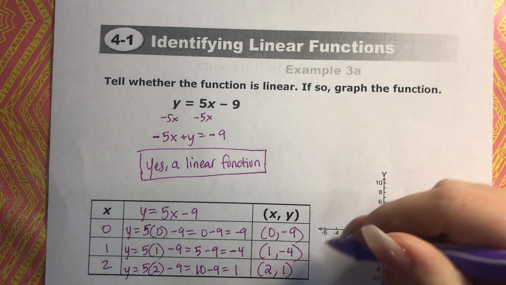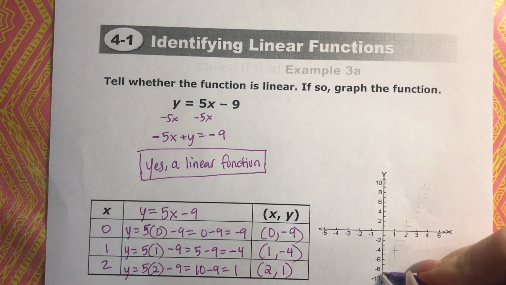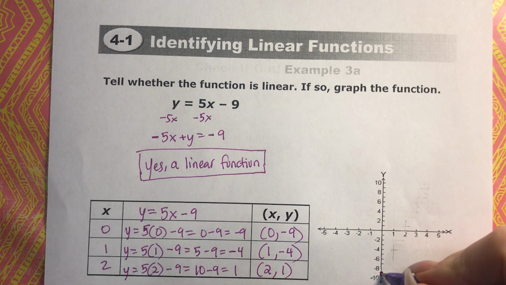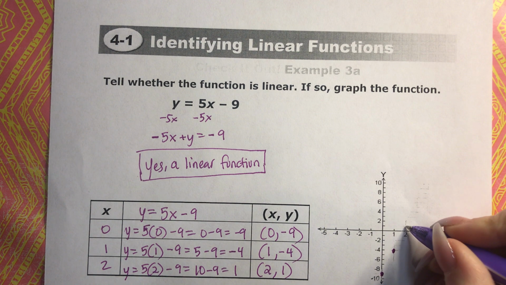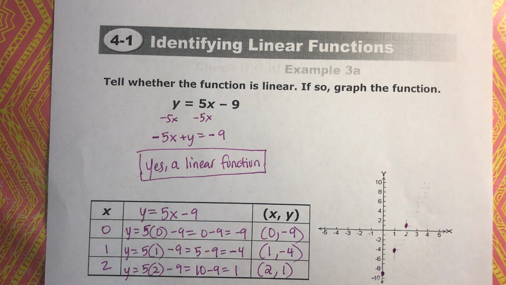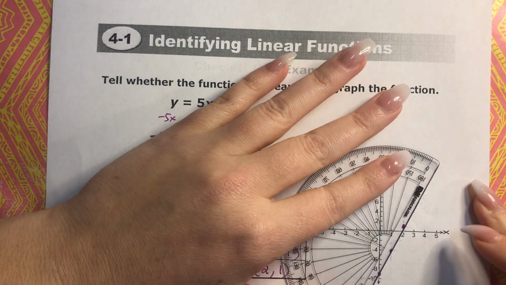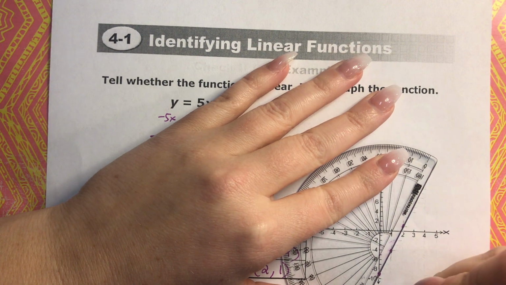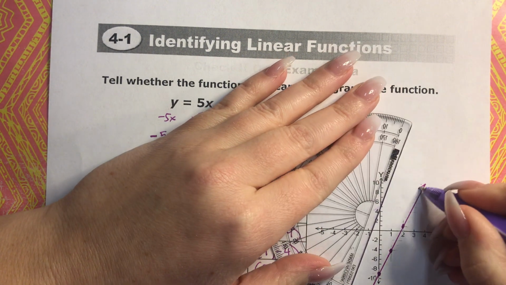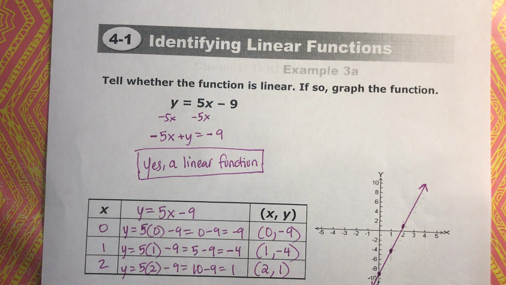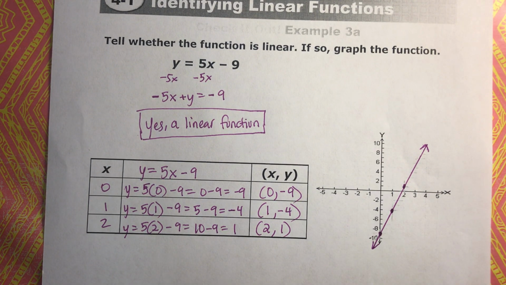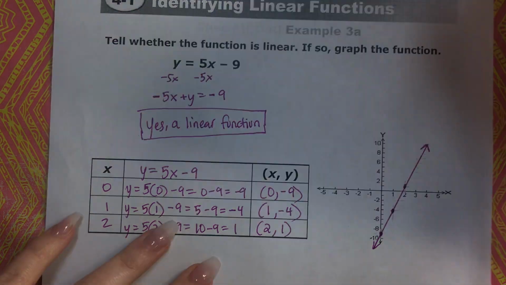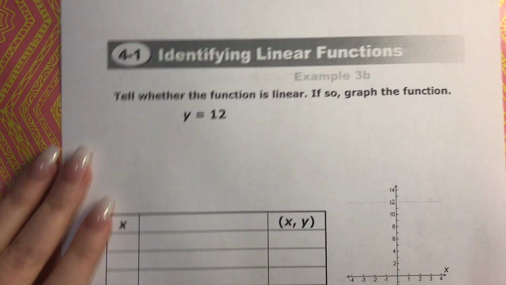All right, perfect. Now let's go ahead and graph these points. So 0, negative 9 would be here. 1, negative 4 would be here. 2, 1 would be here. And then we just need to make a line and connect them. And there we have it. We have our beautiful, lovely linear function right there. So if you got that right, awesome job. Let's go ahead and look at the next example, 3b.